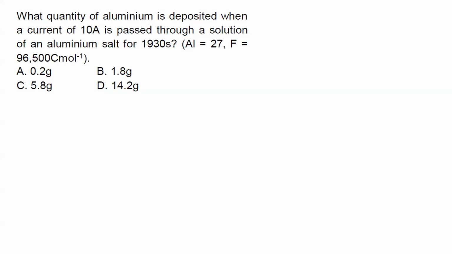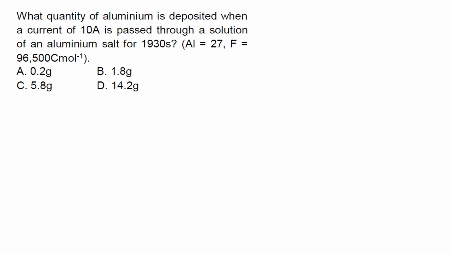Today we are going to look at a question that says: what quantity of aluminium is deposited when a current of 10 ampere is passed through a solution of an aluminium salt for 1930 seconds? One very interesting thing to understand is that this question is coming from electrolysis, and the substance used during this electrolysis is an aluminium salt. So we are to calculate the quantity of electricity.